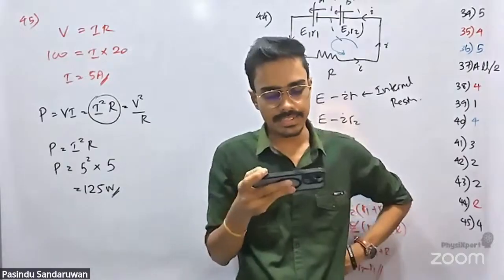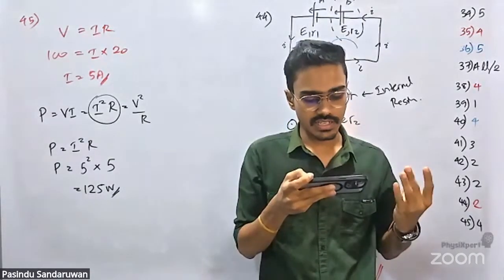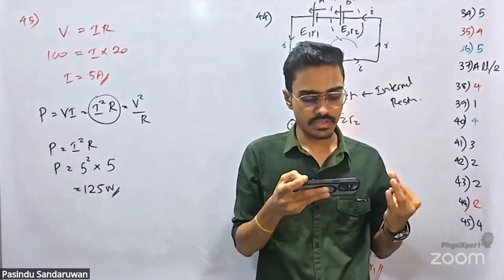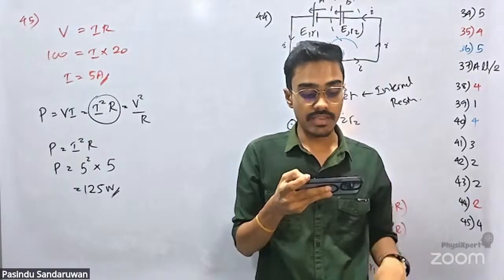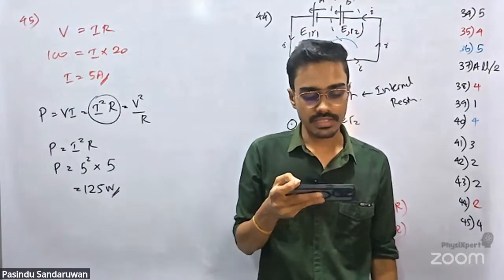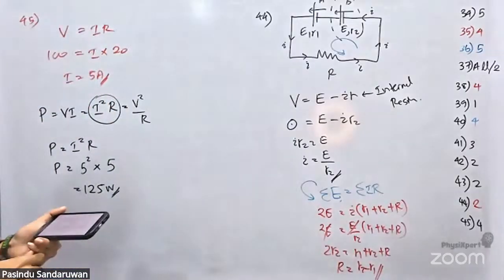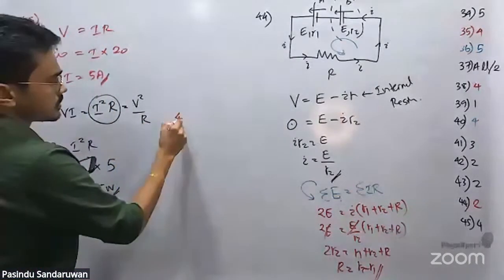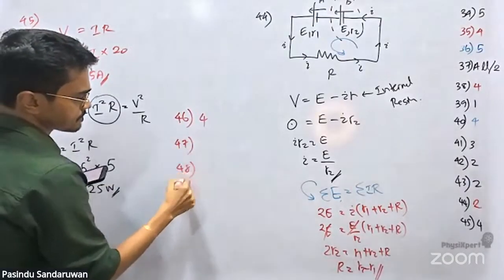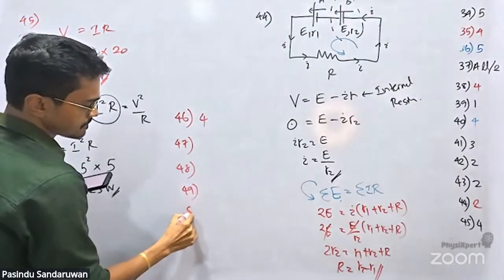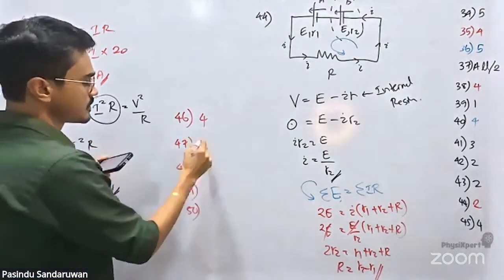For 46, it should be increasing the number of turns, correct? Increasing the strength of the magnetic force, yes. Winding, for class ABC, right? 46 ABC. For 46, answer 4. 47, answer 5.